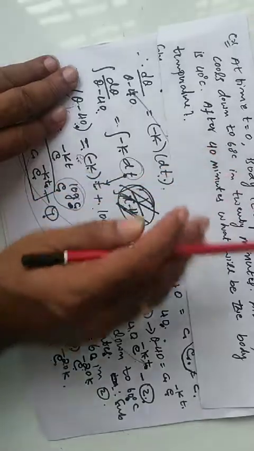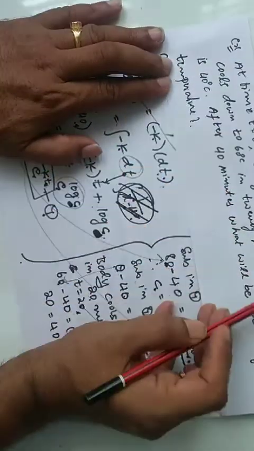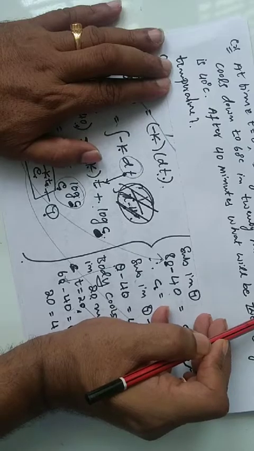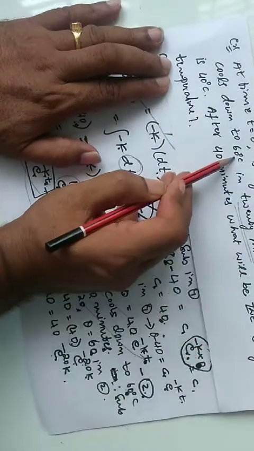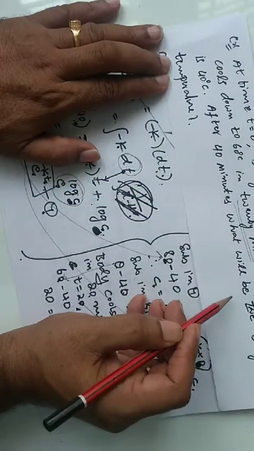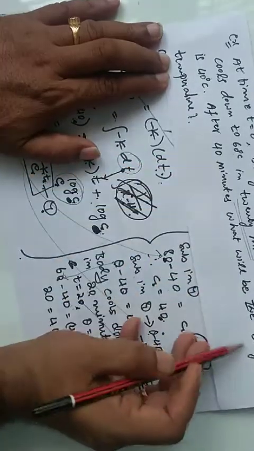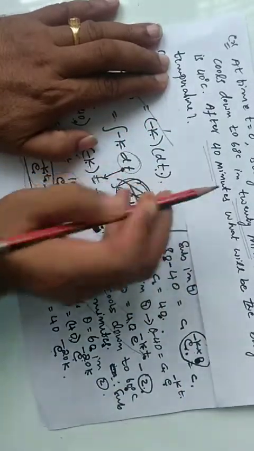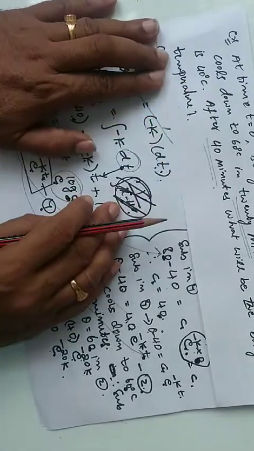Now let us take a problem regarding this. The problem is like this: at time t equal to 0, body temperature is 80 degrees centigrade. After 20 minutes the body cools down to 60 degrees centigrade. Now the question is, what will be the body temperature after 40 minutes? Air temperature is given to be 40 degrees centigrade.